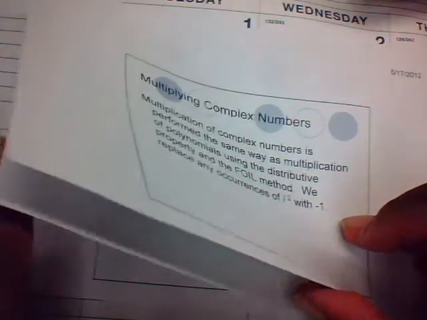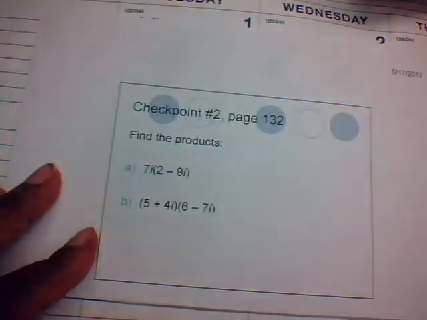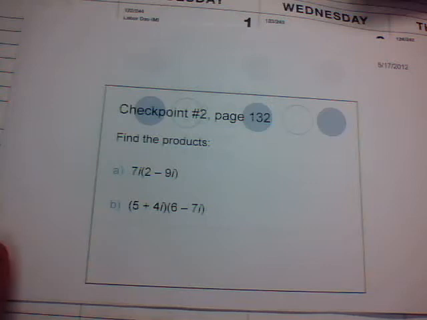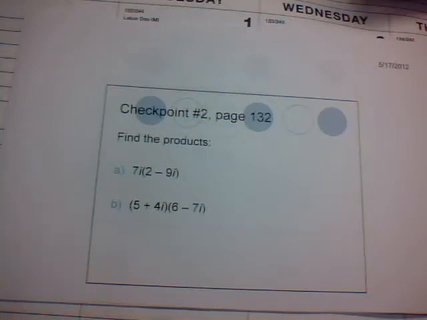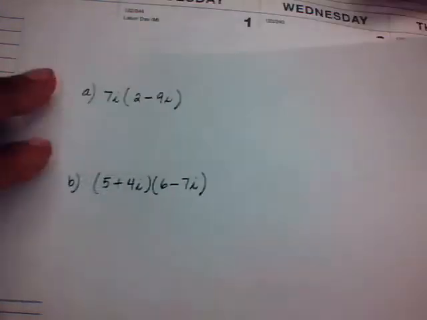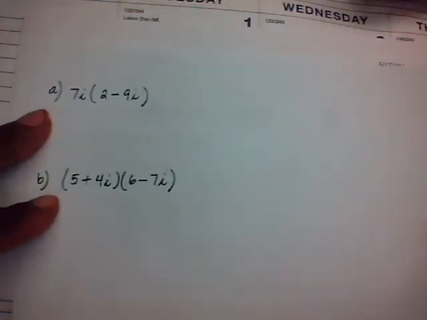All right, now let's take a look at these two. Here we got 7i multiplied by 2 minus 9i. Now notice in that one we have a pure imaginary number multiplied by a complex number. So we know we're going to have to use the distributive property. Now in part B you got 5 plus 4i times 6 minus 7i. Here you got two complex numbers multiplied together, so you're going to have to use the FOIL method. All right, but let's look at part A first, and then we'll look at part B.